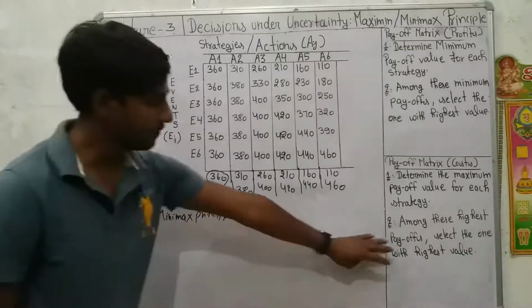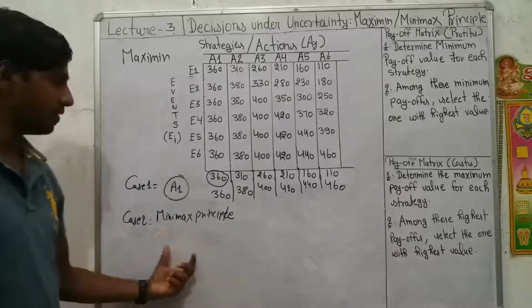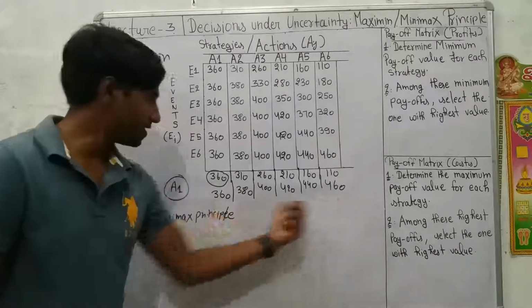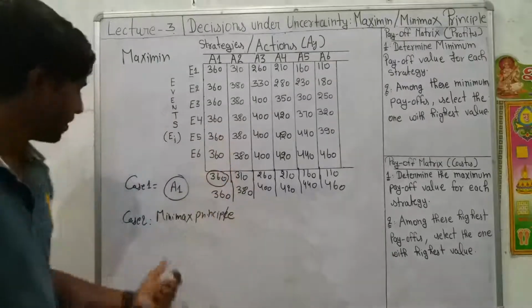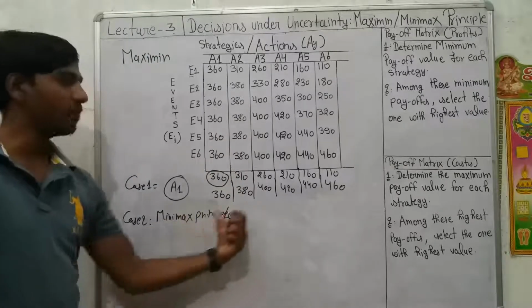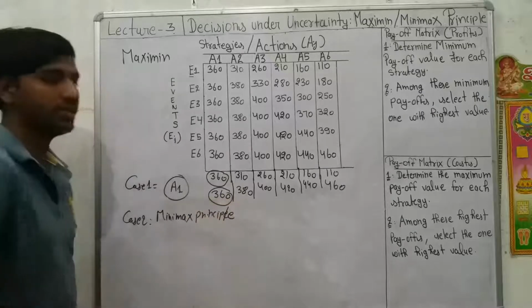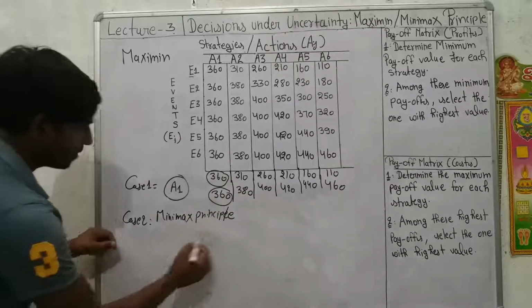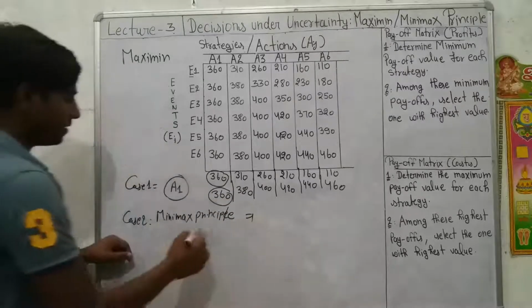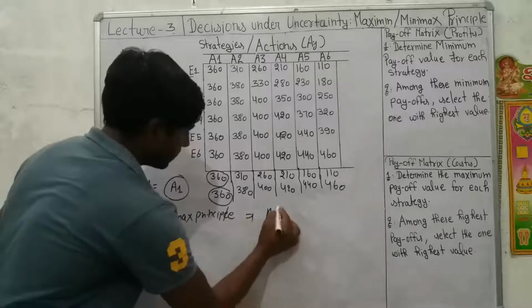So in this condition, we need to apply the Minimax principle. First, we need to select the maximum values for each strategy. Then we need to select the minimum out of that. So the minimum value among these values is 360. So again, the optimal strategy adopted by the company would be A1.